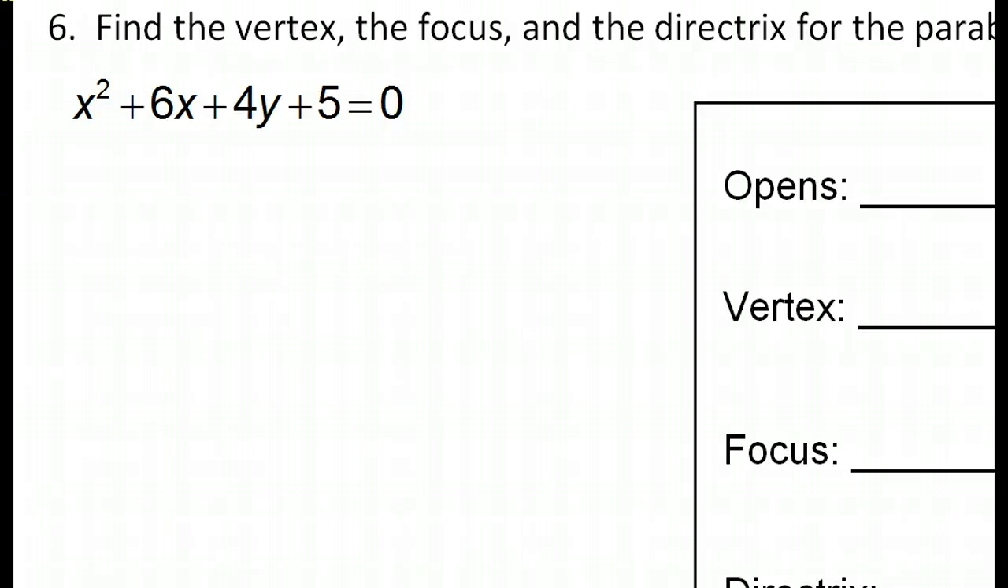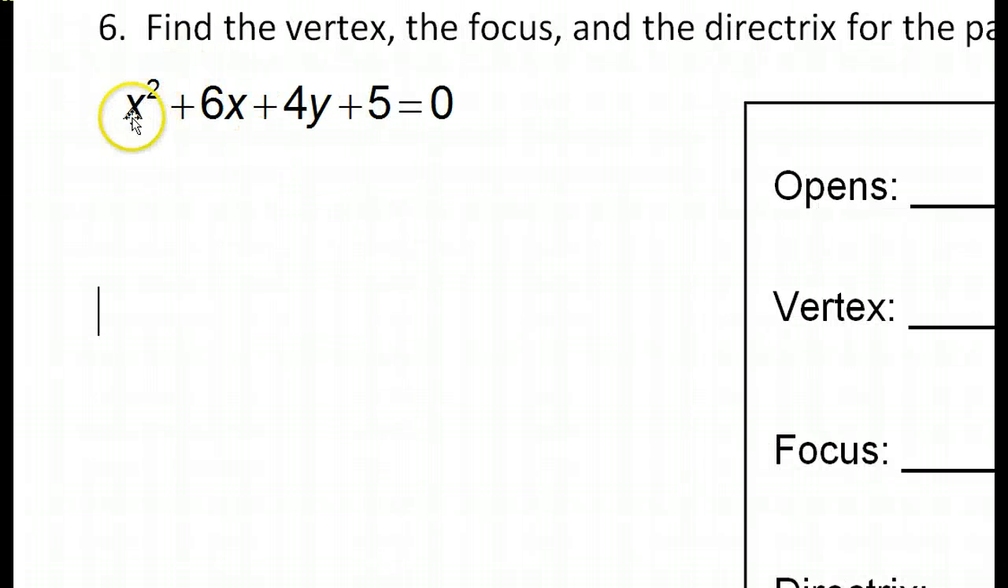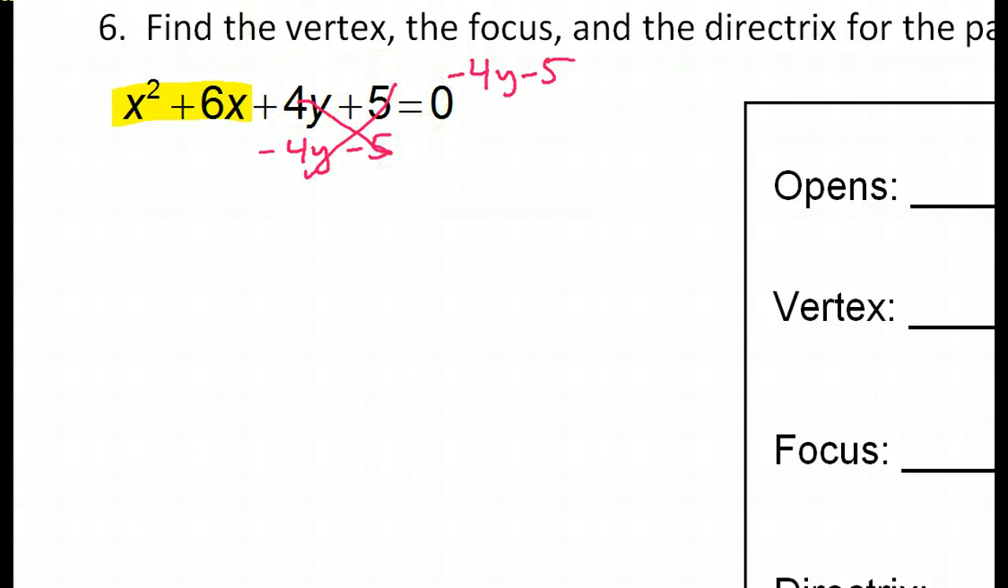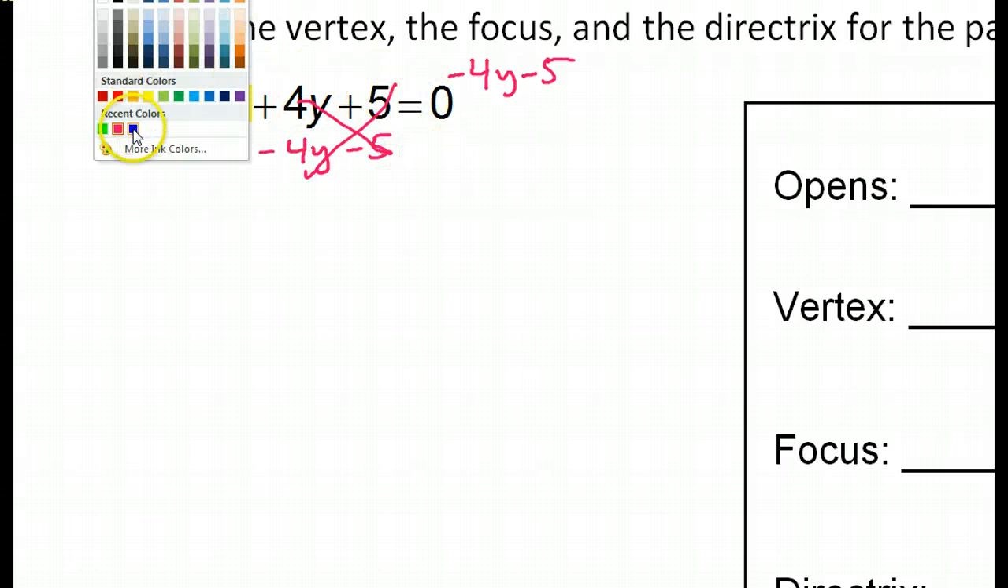So we are going to complete the square. Notice that the x value is squared. That tells me to keep the x's on the left and move everything else away. So with that in mind, I am going to subtract 4y and subtract 5 from both sides. So minus 4y minus 5. So these are all gone.